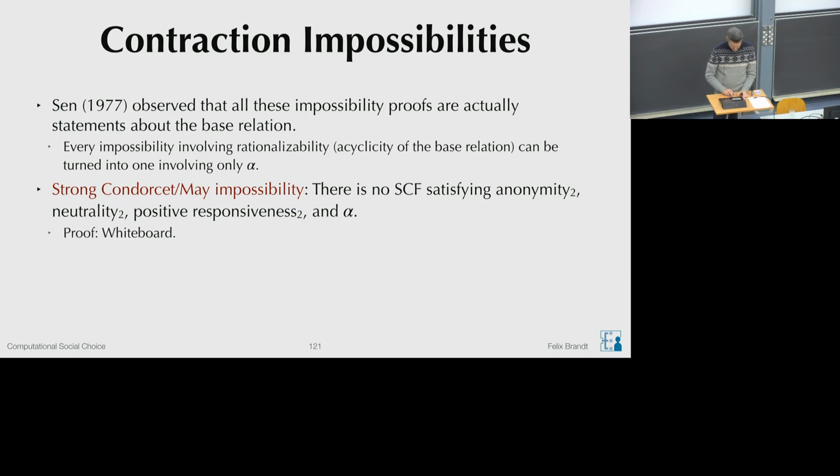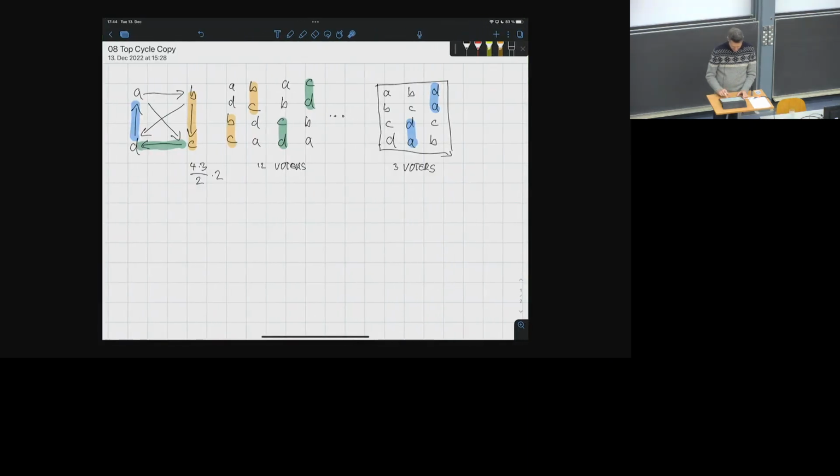Yes. So let's see how that works. Since it's the Condorcet-May impossibility, it's maybe no big surprise what preference profile we are using here. So we have three voters and we have three alternatives. I guess by now you can really draw this preference profile or write it down automatically without thinking about it. So this is our preference profile R.